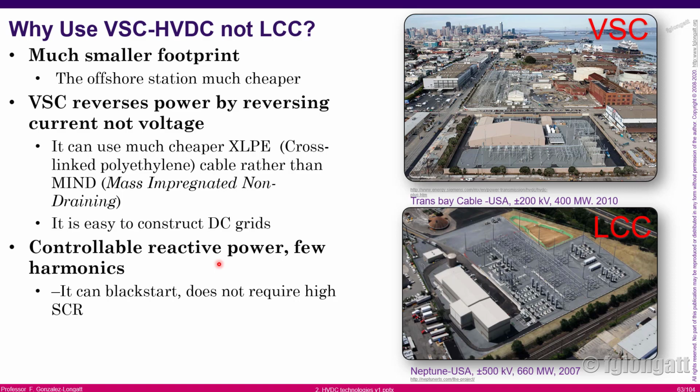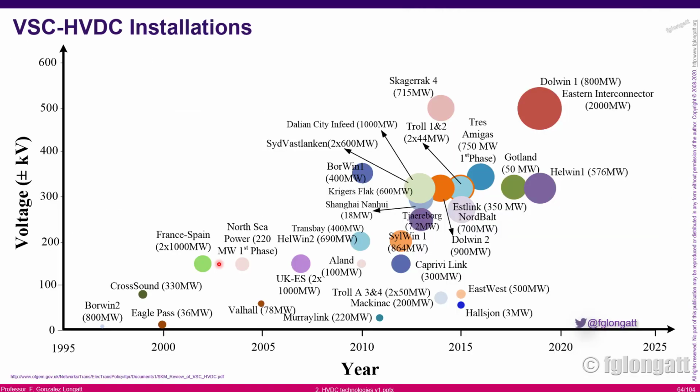Okay. Over here, you can see an example of different technologies, different projects using voltage source converters. You can see over here the board wind, and then we are going into a very big installation, the Eastern Interconnector with 2,000 megawatts. And you can see the different sizes and voltages over there, okay?